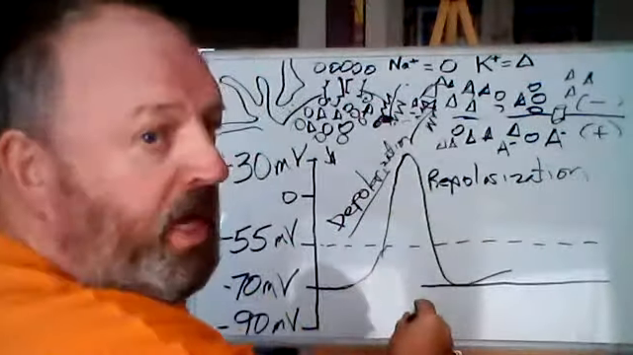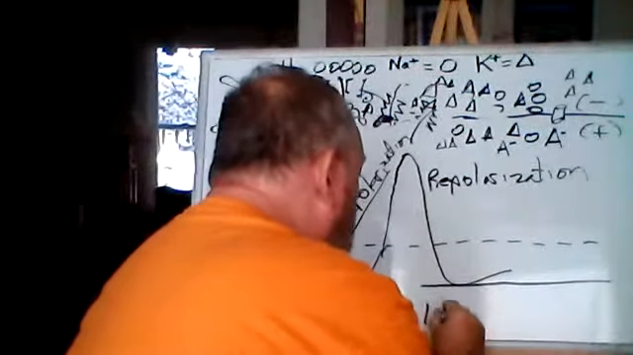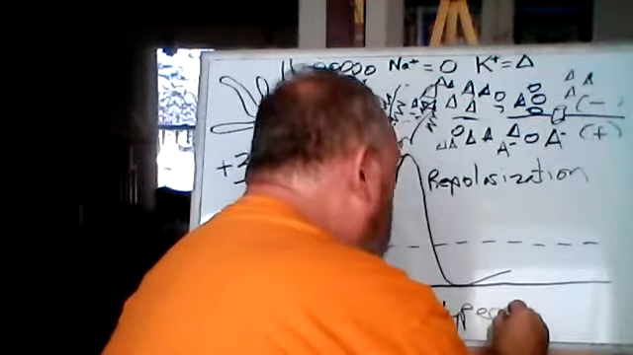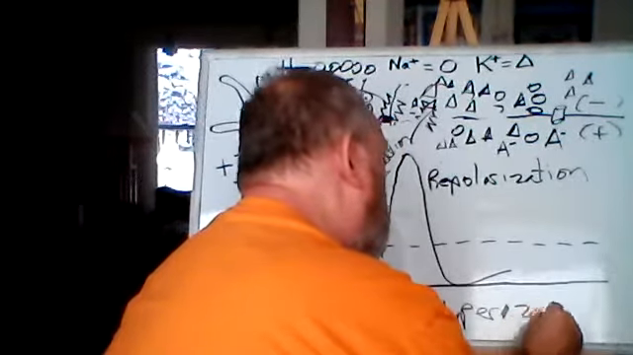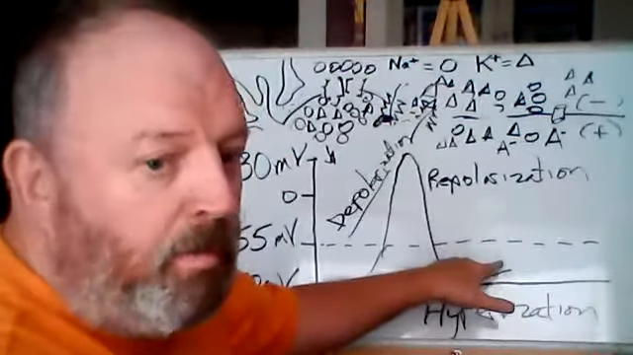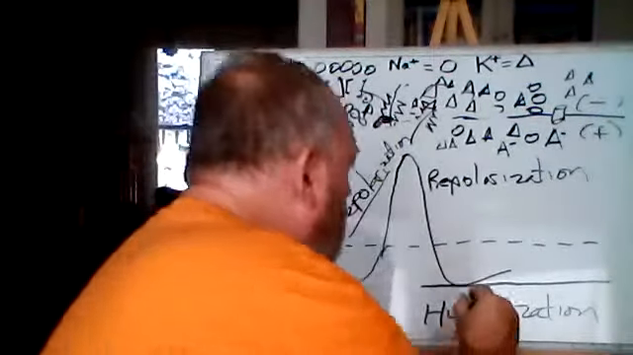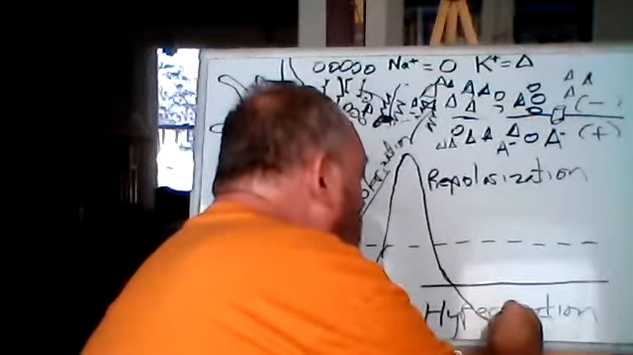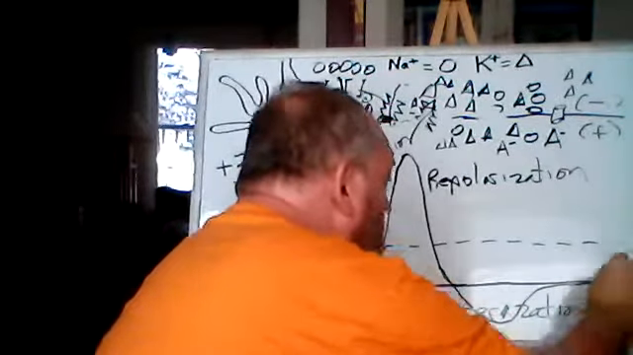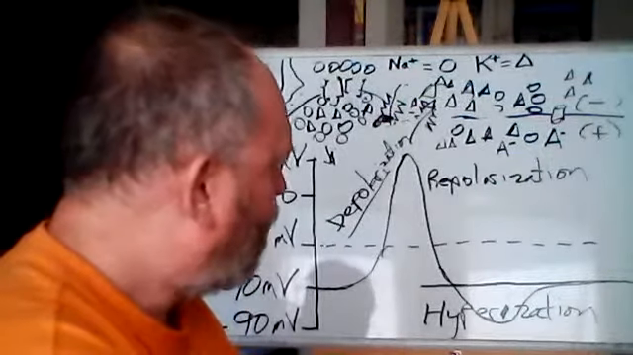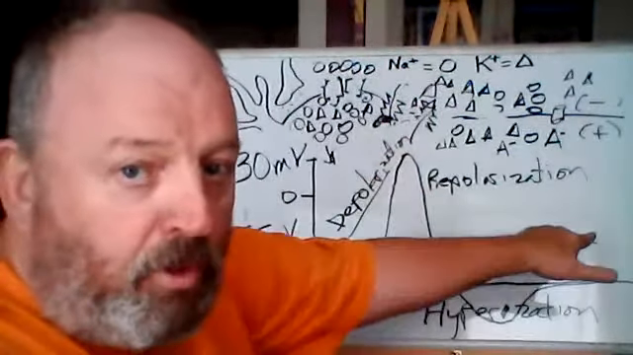And because it goes all the way down to negative 90, we get what's known as hyperpolarization. And then the sodium potassium pump, which is always working, will return... oops, I did that wrong. This will go all the way down to hyperpolarization, and then it will come back up to resting membrane potential thanks to the sodium potassium pump. That is an action potential.